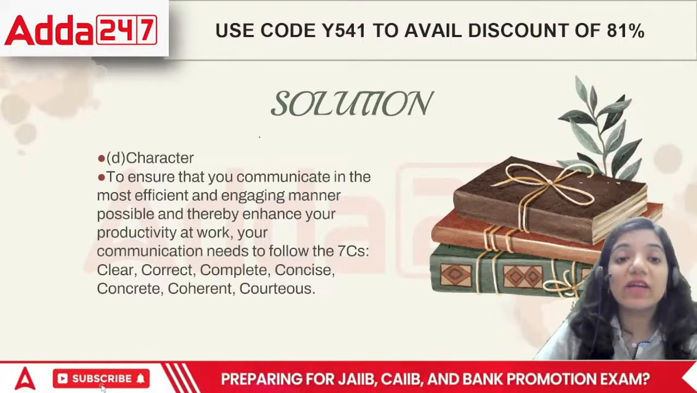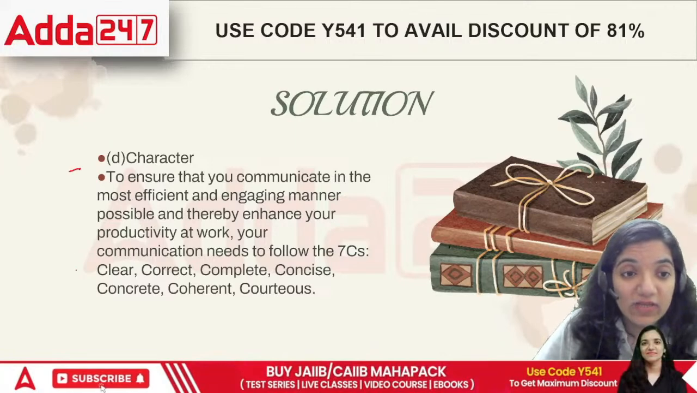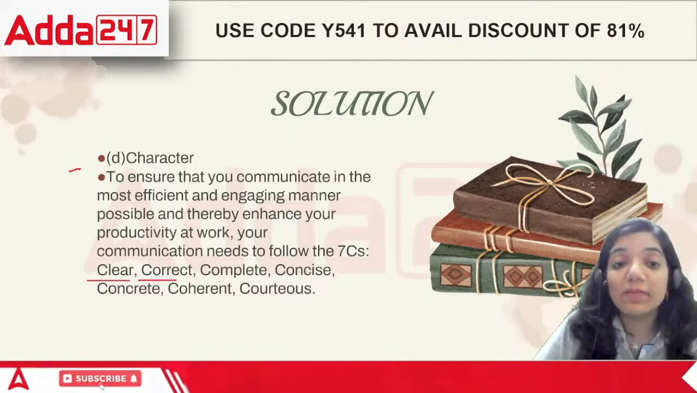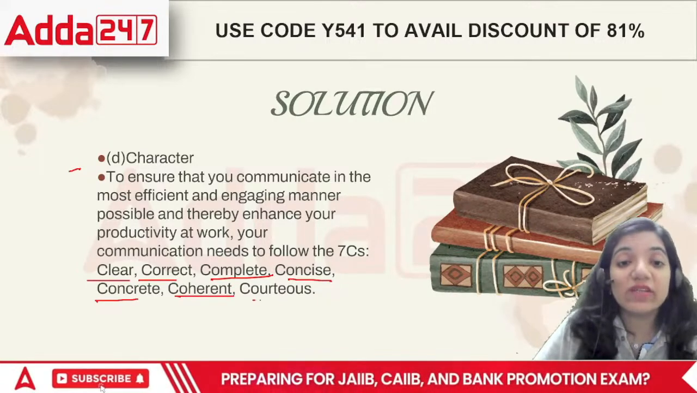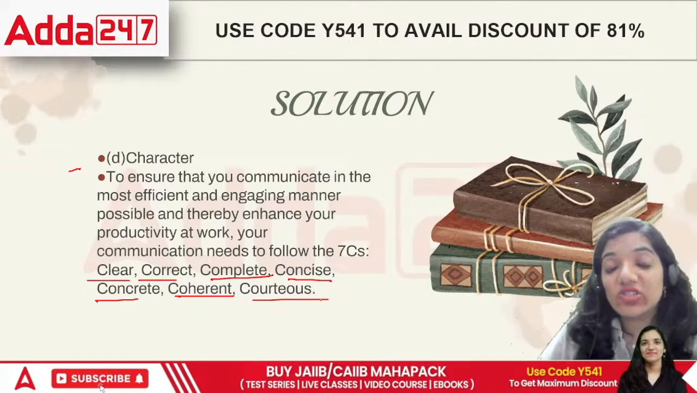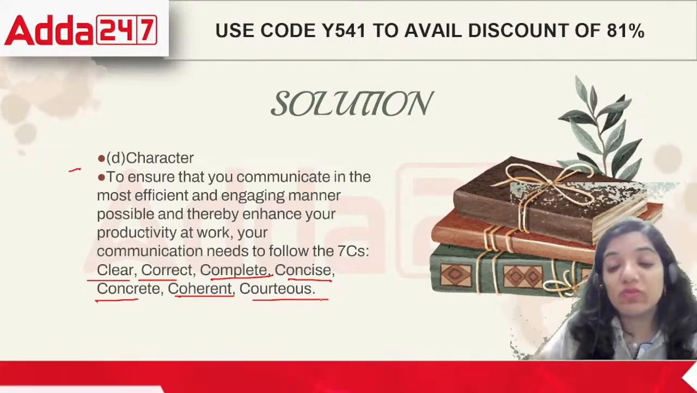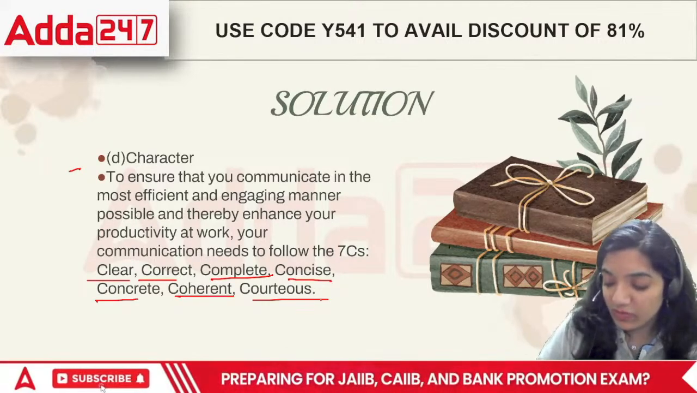In communication, there are certain essential qualities, that is to be clear, to be correct, to be complete, concise, concrete, coherent, as well as courteous. So these are the seven C's that are essential when we are talking about communication altogether, right? So this is the way we can specify the topic of communication.